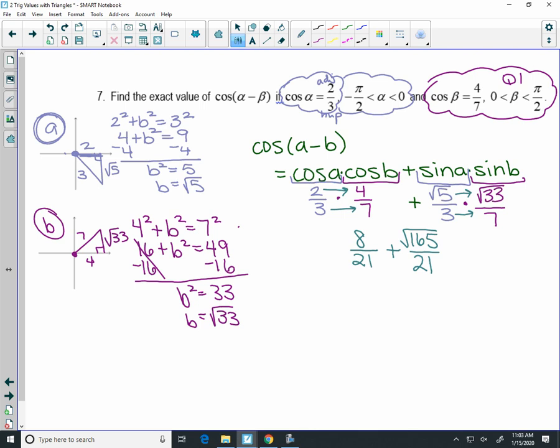And then these have a common denominator. We want to break down 165 if we can, but 165 was 5 and 33. 33 is 3 and 11. I don't see any perfect squares. So that is your final answer.